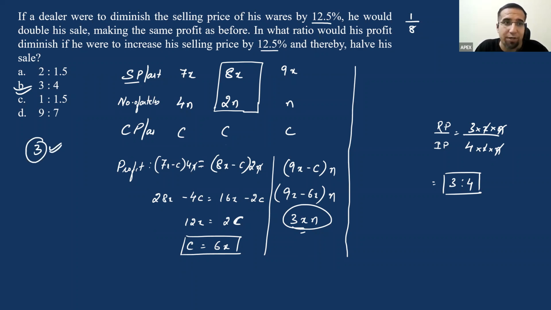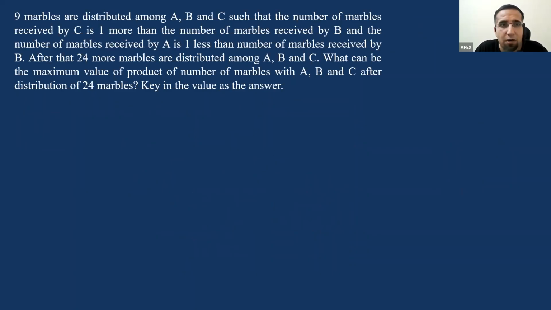Now let's look at the second question. Now this question says 9 marbles are distributed amongst A, B, and C such that the number of marbles received by C is one more than the number of marbles received by B. And the number of marbles received by A is one less than the number of marbles received by B. So if I just go ahead and start approaching this question, now A is one less than B and C is one more than B.